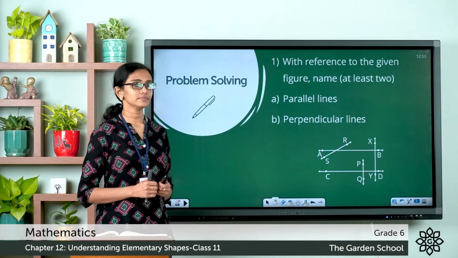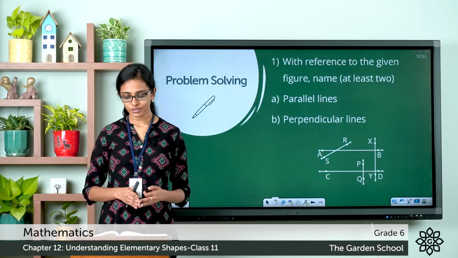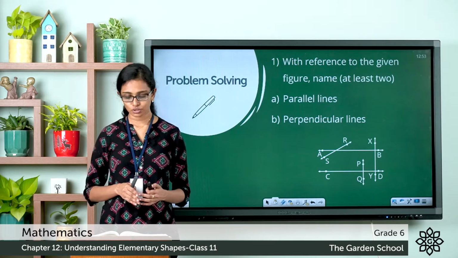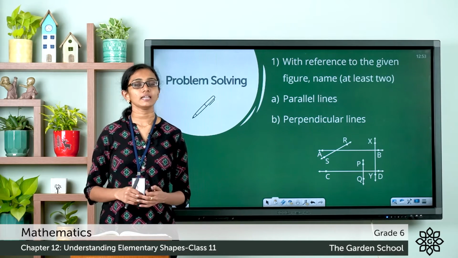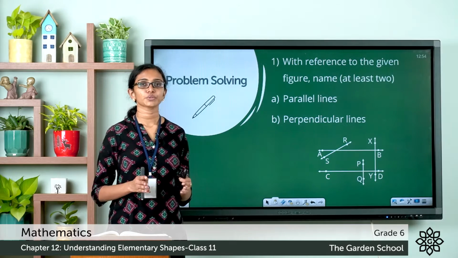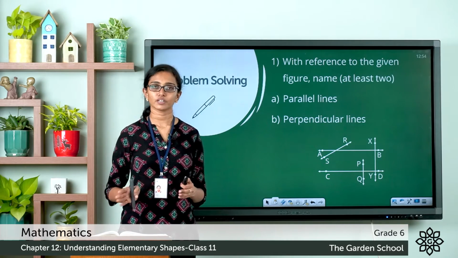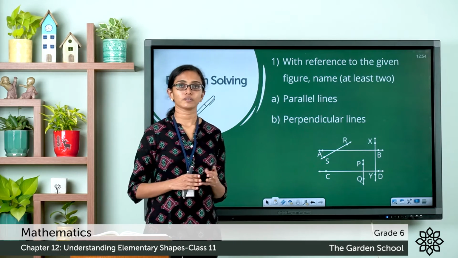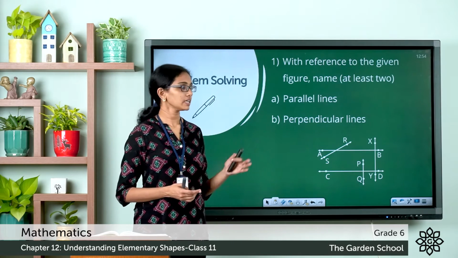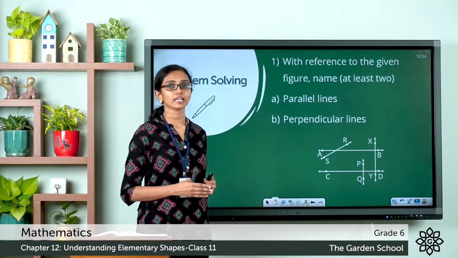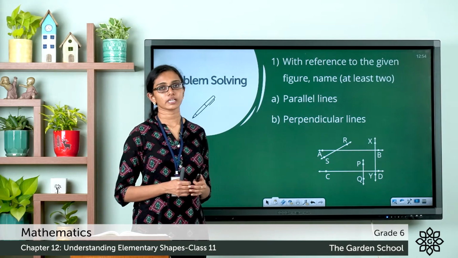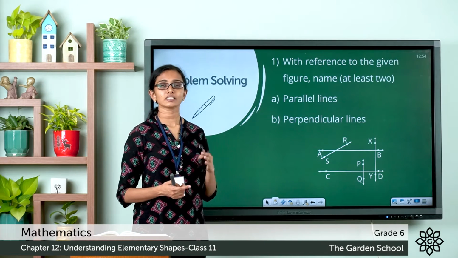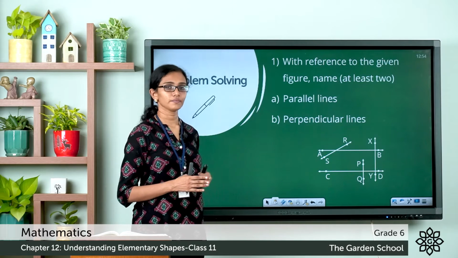The first question says, with reference to the given figure, name at least 2 parallel lines and 2 perpendicular lines. Now you can see the same figure given in your textbook. A few lines are given, points are also marked on the lines. Observe this figure carefully and identify which are the parallel lines, which are the perpendicular lines, and name at least 2 parallel lines and 2 perpendicular lines from the figure.